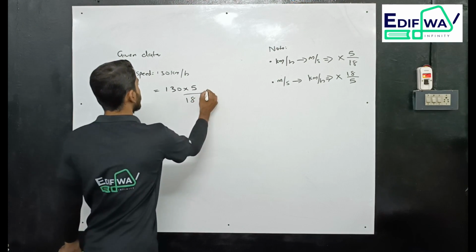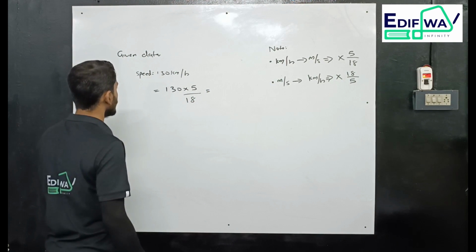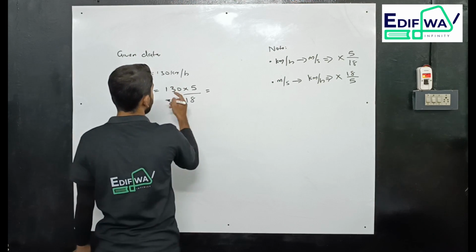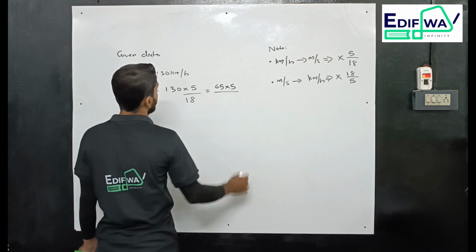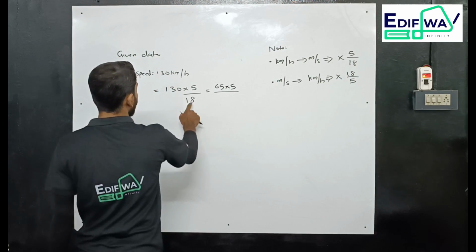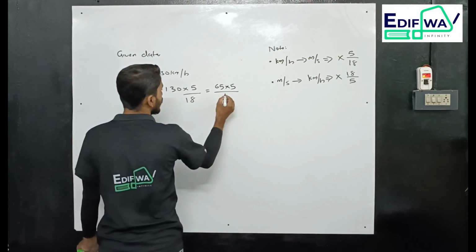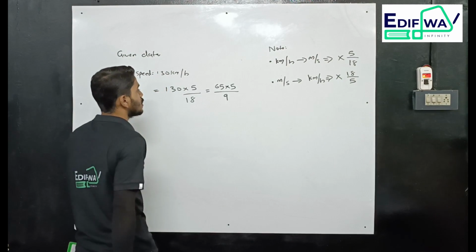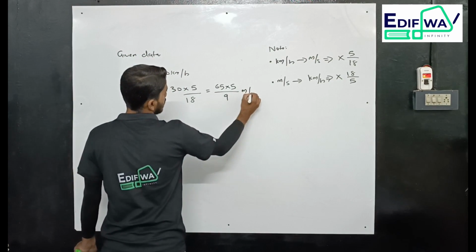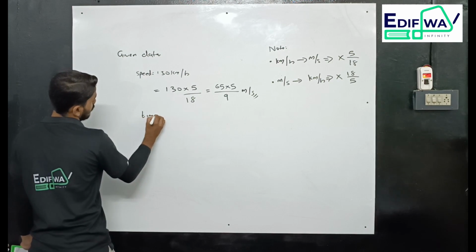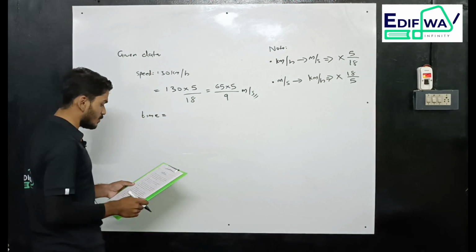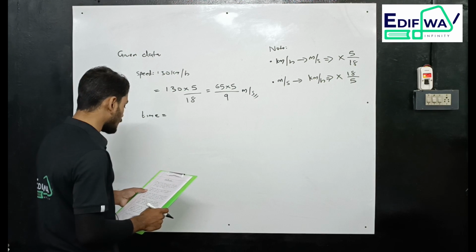You can cut this with the 2. Upon cutting, here you will get 65 times 5 divided by 18. 18 cut with 2, you get 9. Clear? So this much meter per second. Now what is the time taken? The time for the sneeze is given to be 0.5 second.